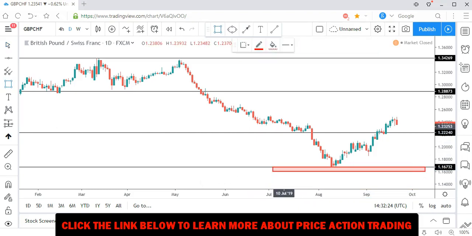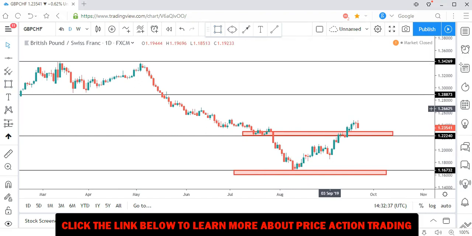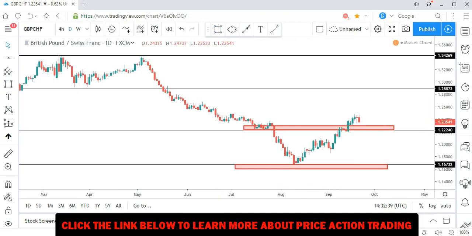I mark this point well. At least your zone should be within a 50 to 100 pips range. So this is my zone here. From what we are seeing now, price reached this support level and we can see a bullish engulfing candlestick there. There's a clear bullish engulfing candlestick. So that was a signal.